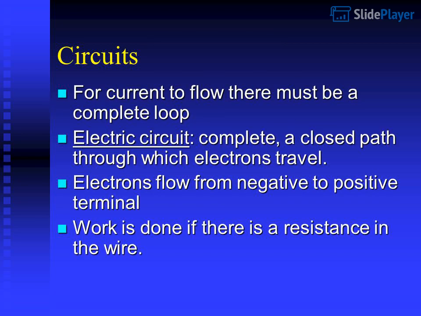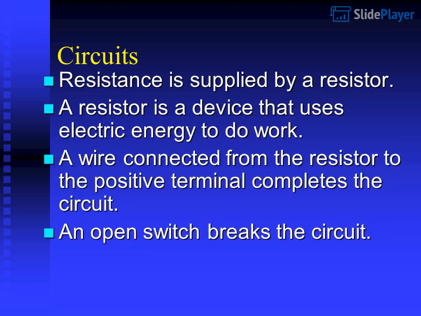Circuits. For current to flow, there must be a complete loop. Electric circuit, complete: a closed path through which electrons travel. Electrons flow from the negative to the positive terminal. Work is done if there is a resistance in the wire. The circuit's resistance is supplied by a resistor. A resistor is a device that uses electric energy to do work. A wire connected from the resistor to the positive terminal completes the circuit. An open switch breaks the circuit.